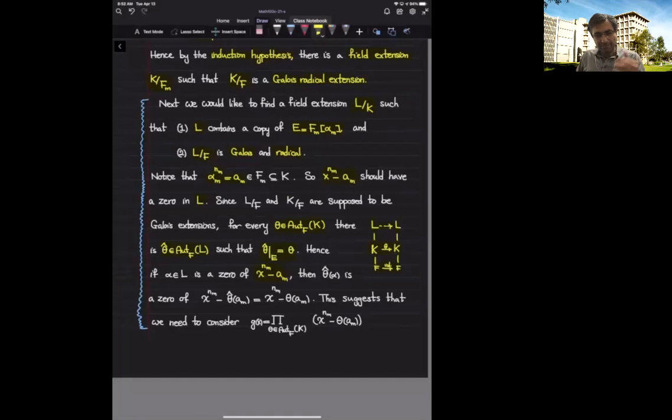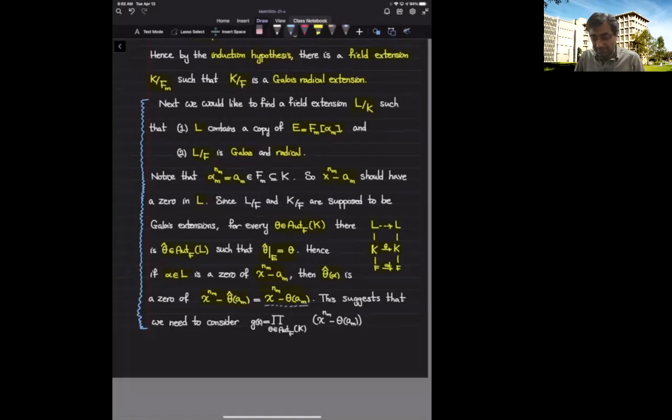L was supposed to have all the zeros of this polynomial. So if alpha is a zero of this polynomial, then theta hat of alpha should also be a zero of this polynomial, and that is x to the power n sub m minus theta of a sub m. So if all the zeros of x to the n sub m minus a sub m were already inside L, then all the zeros of these new polynomials should also be inside L.